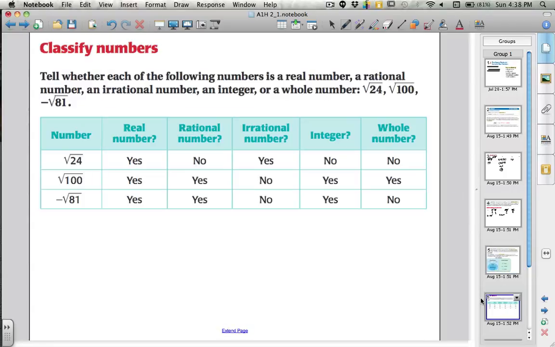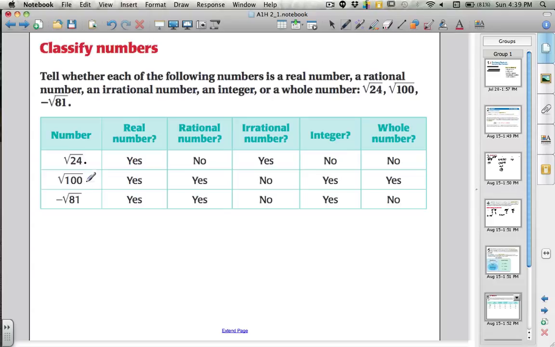So let's take a look at how we classify different types of numbers. If we look at the number radical 24, well, 24 is not a perfect square, but it's definitely a real number. Okay, it is something that I could find a value for. Is it a rational number? No, it's not a rational number. It isn't going to simplify down to an integer, or to a ratio of two integers. Is it an irrational number? Yes. Is it going to be an integer? No. Will it be a whole number? No. It's almost 5, really close to 5, so 4.89 or something like that.